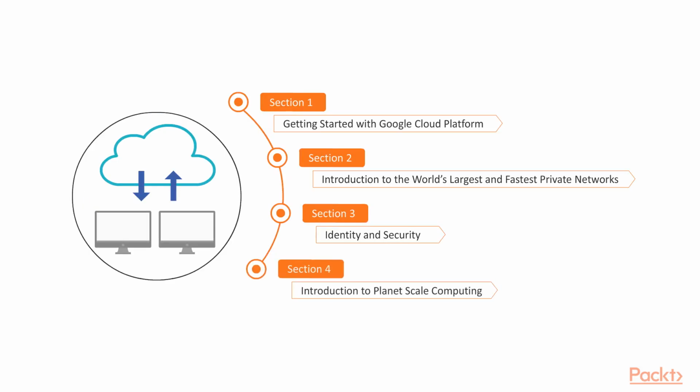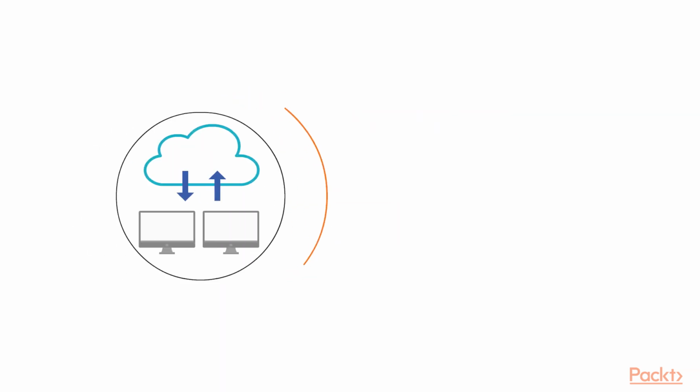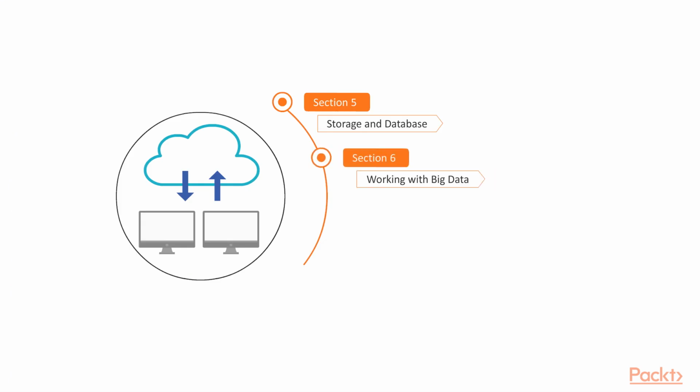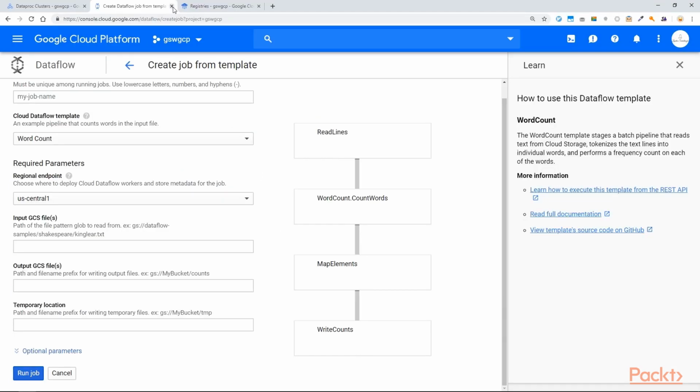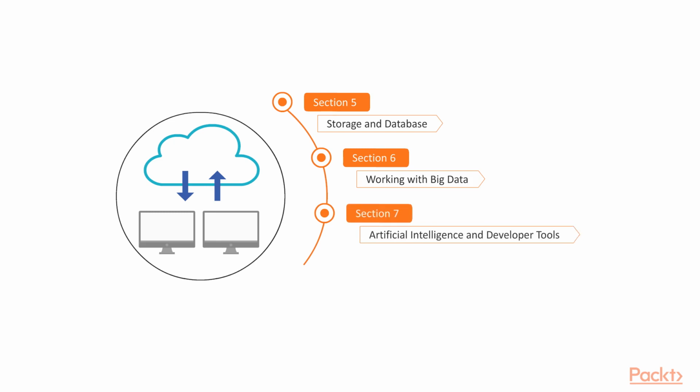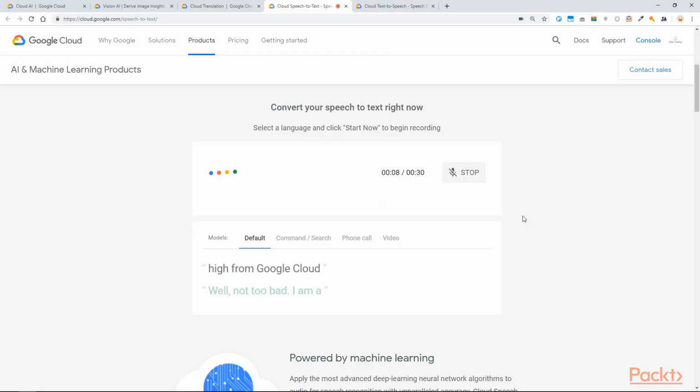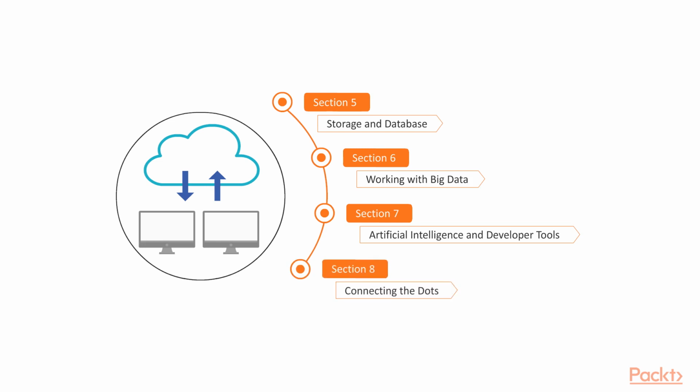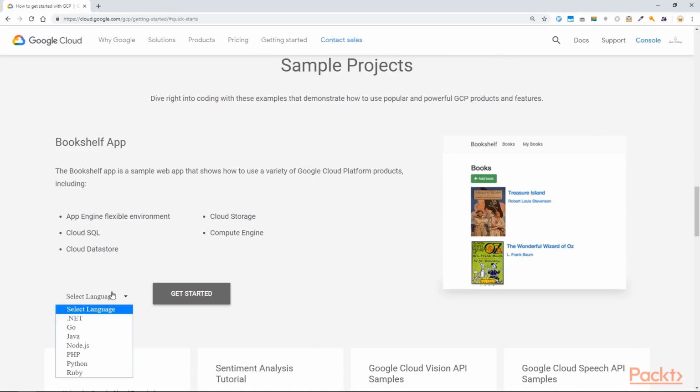Section 4 will be an introduction to planet-scale computing. In Section 5, we'll be covering storage and database options. Section 6 will be big data. Section 7 will be artificial intelligence and the developer tools. And in Section 8, we'll look at connecting the dots.